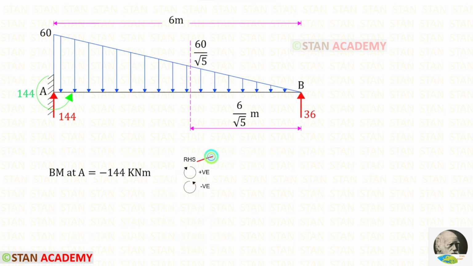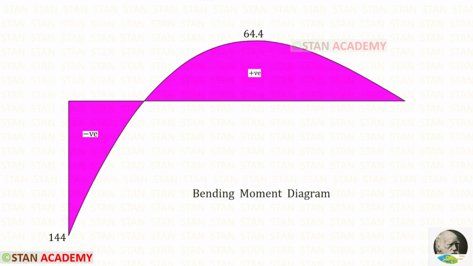Using the right hand side rule, we can find the bending moment in the point A. In the point A, we have MA, which is acting in the anti-clockwise direction so that it will be negative. Here you can see the bending moment diagram. In this point, the bending moment becomes 0. This is the point of contraflexure.